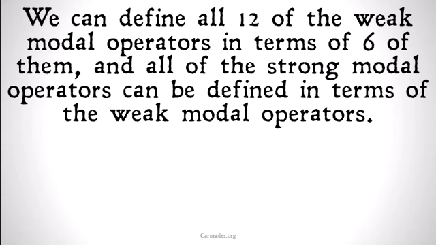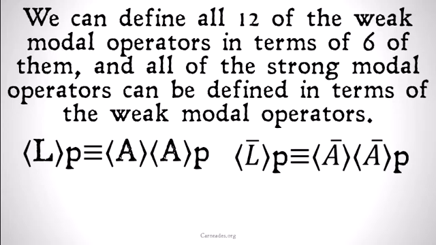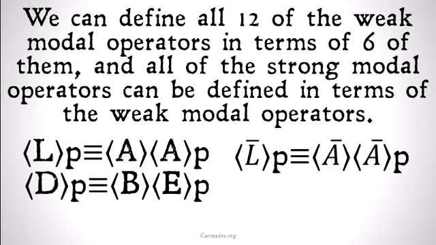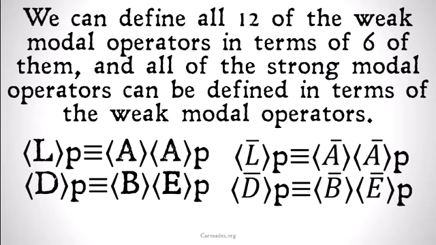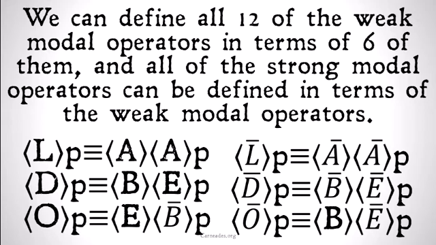Now, we can define all 12 of the weak modal operators in terms of 6 of them. And all of the strong modal operators, as we've shown, can be defined in terms of the weak modal operators. Now, L is going to be materially equivalent to two of A over P. And it's just going to be the same for all of them with the line over the top. During is going to be materially equivalent to begins and ends for P, and once again, the same with the lines over the top. And overlaps is going to get even more confusing. It's going to be ends and then begins for P, and those are going to switch for the line over the top, O.